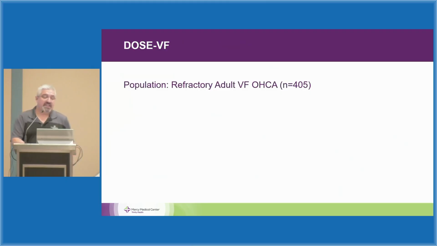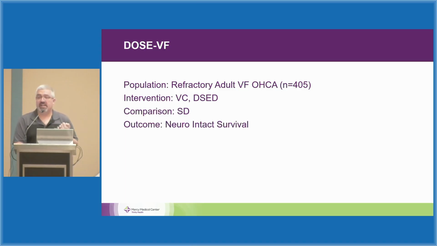So this was, as I mentioned, refractory ventricular fibrillation in pre-hospital cardiac arrest patients. The intervention was vector change or dual sequential defibrillation, and the comparison was standard defibrillation. Their outcome was neurointact survival.